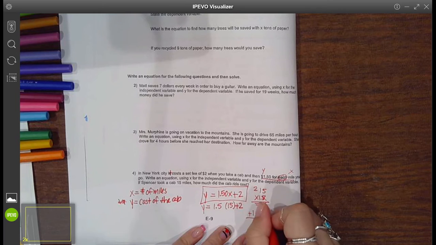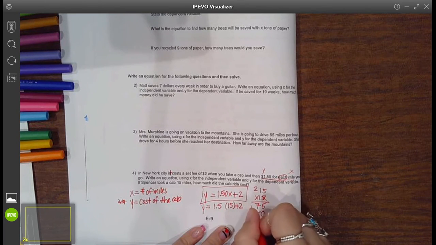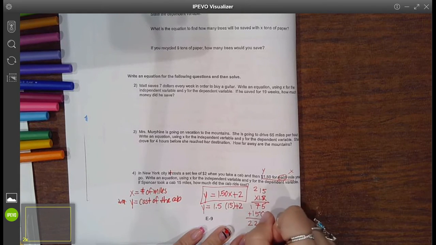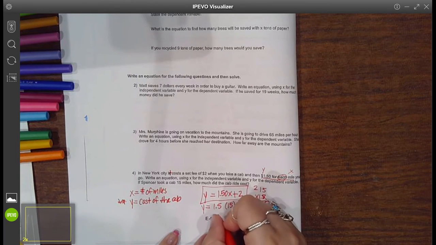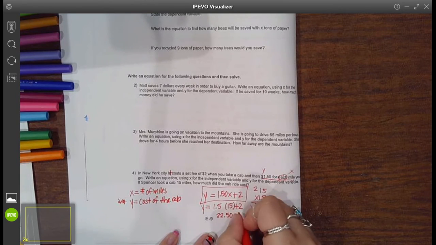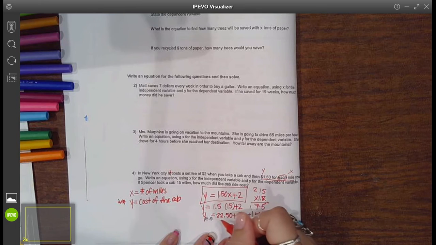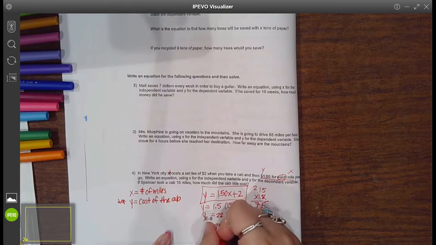Now add going down. 5 and 0 make 5. 7 and 5 make 12. 1 and 1 make 2. There's one number after the decimal, so have one number after the decimal in your answer. And it's 22.5, but we're talking about money. So $22.50 for the miles plus the $2 for getting in the cab. So $22.50 plus 2, well, $22 plus 2 more is 24 plus the 50 cents.